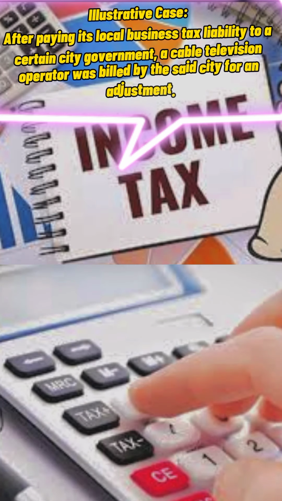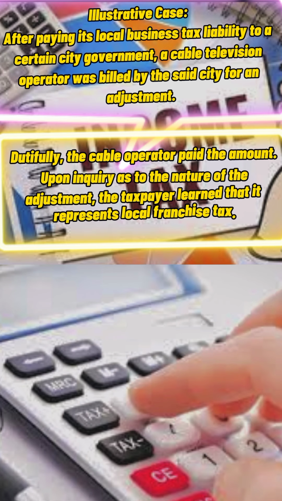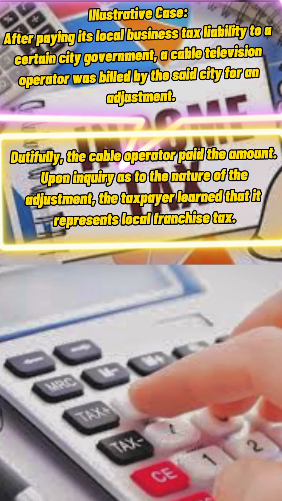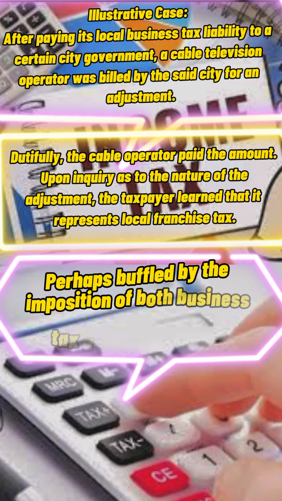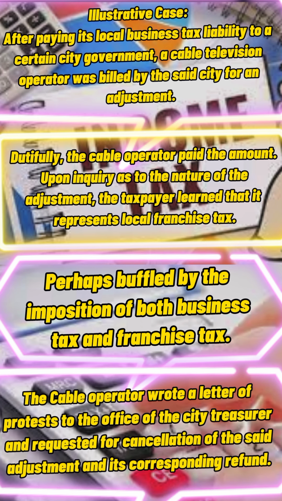So here is another illustrative case. After paying its local business tax liability to a certain city government, a cable television operator was billed by the said city for an adjustment. Dutifully, the cable operator paid the amount. Upon inquiry as to the nature of the adjustment, the taxpayer learned that it represents local franchise tax. Perhaps baffled by the imposition of both business tax and franchise tax, the cable operator wrote a letter of protest to the office of the city treasurer and requested for cancellation of the said adjustment and its corresponding refund.